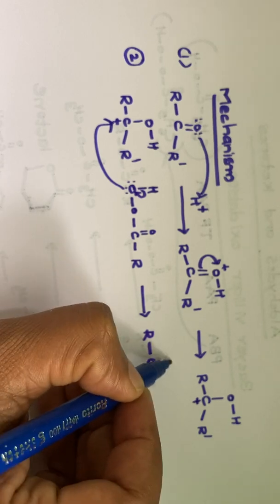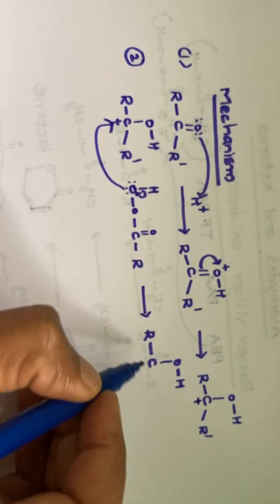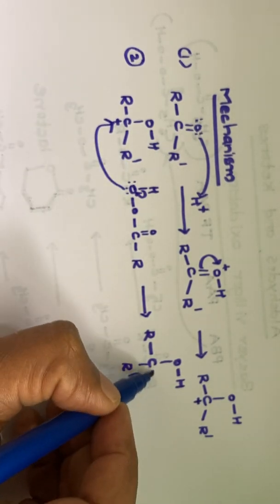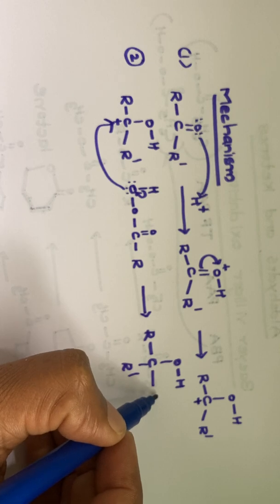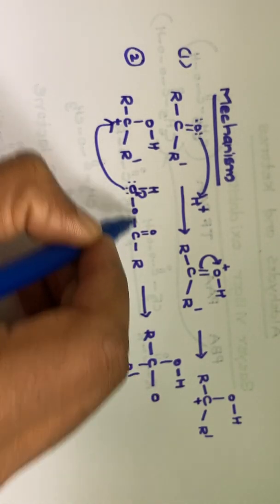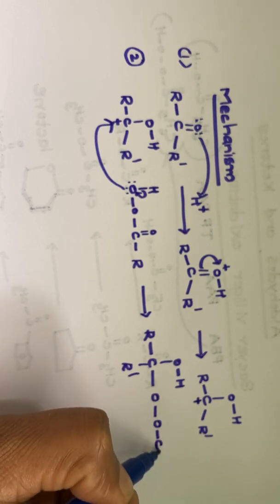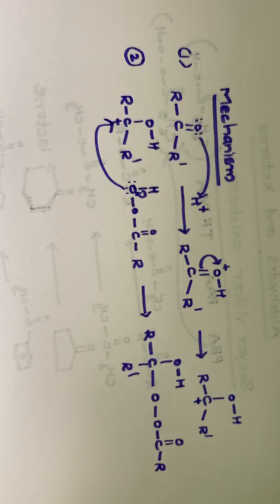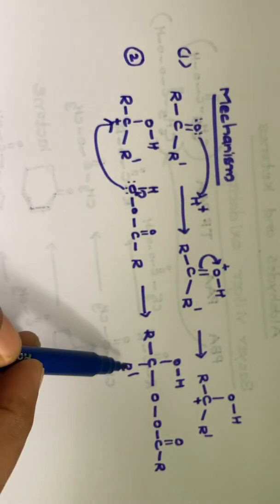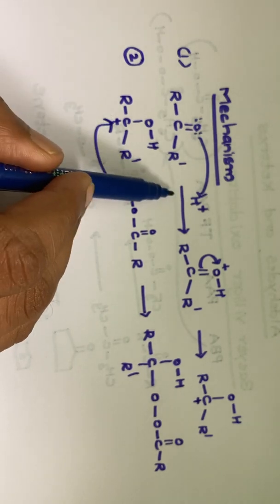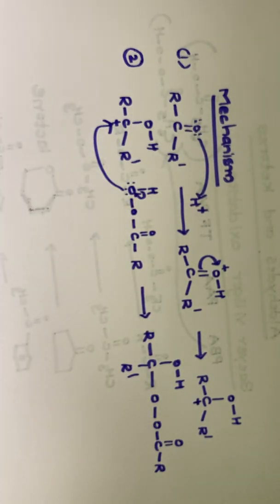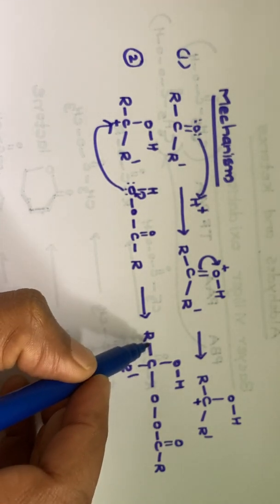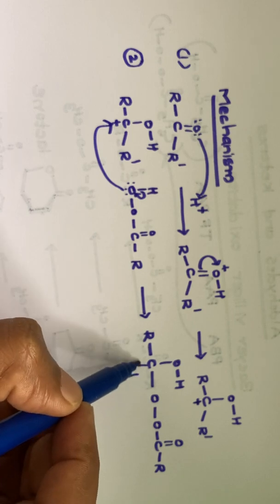R, C, OH, R dash, O, O, C double bond O, R. So this oxygen has formed a bond, and this proton goes off. Now the next step will be the migration of a group. A group migrates.